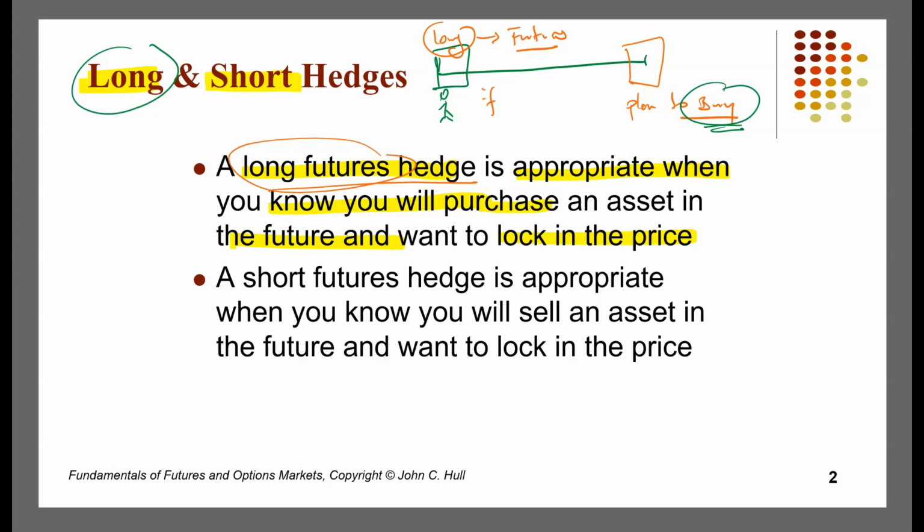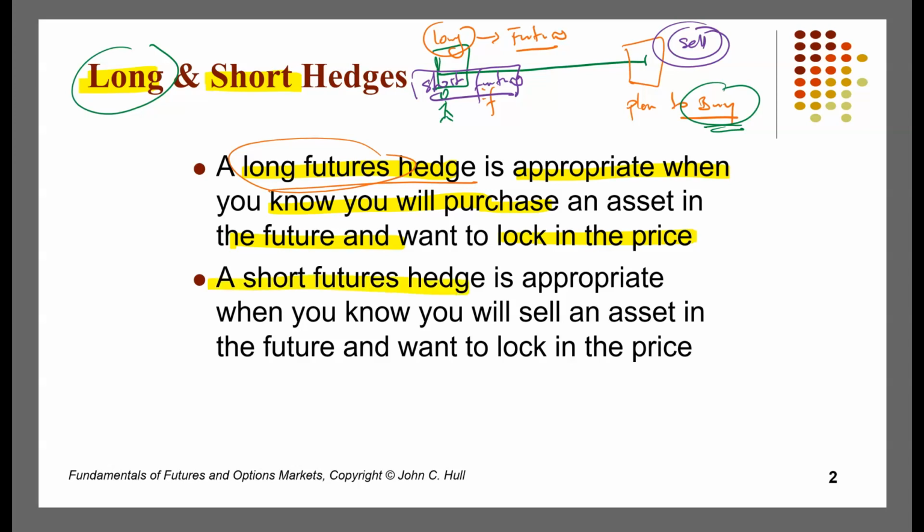If I'm planning to sell the underlying at some point in the future, what I want to do is take a short futures position, because the short futures position guarantees that sale in the future at the specified price, whereas the long futures position guarantees that purchase at some point in the future at the specified price.